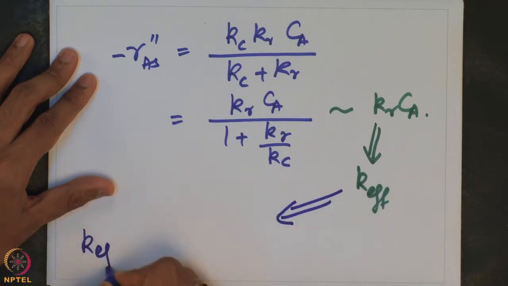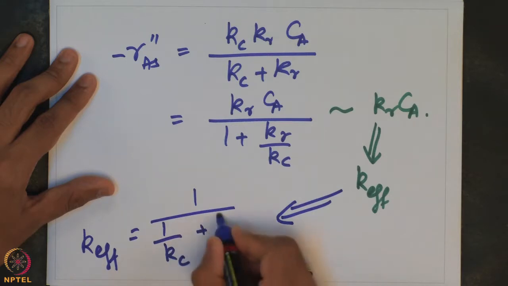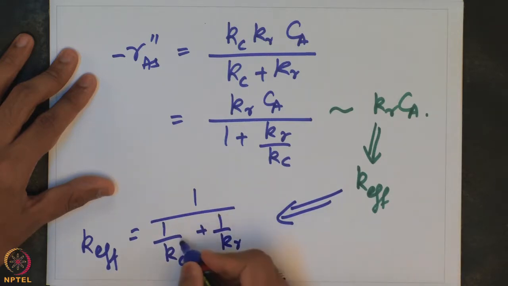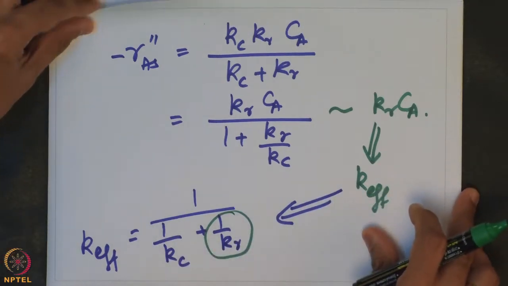So, K effective can be written as 1 by Kc plus 1 by Kr, and if Kc is relatively faster, then this is a small number and the resistance is essentially because of the surface reaction. So, that can be deduced from the resistance concept as well.